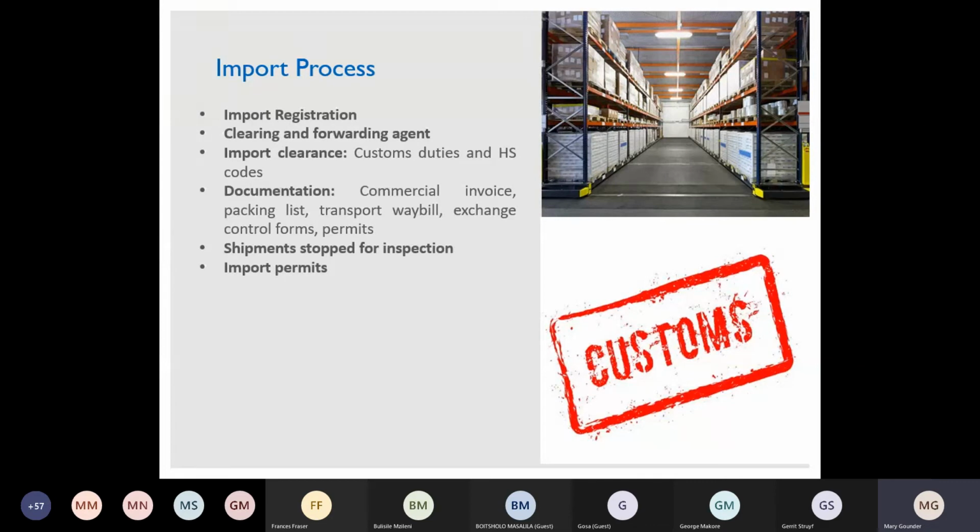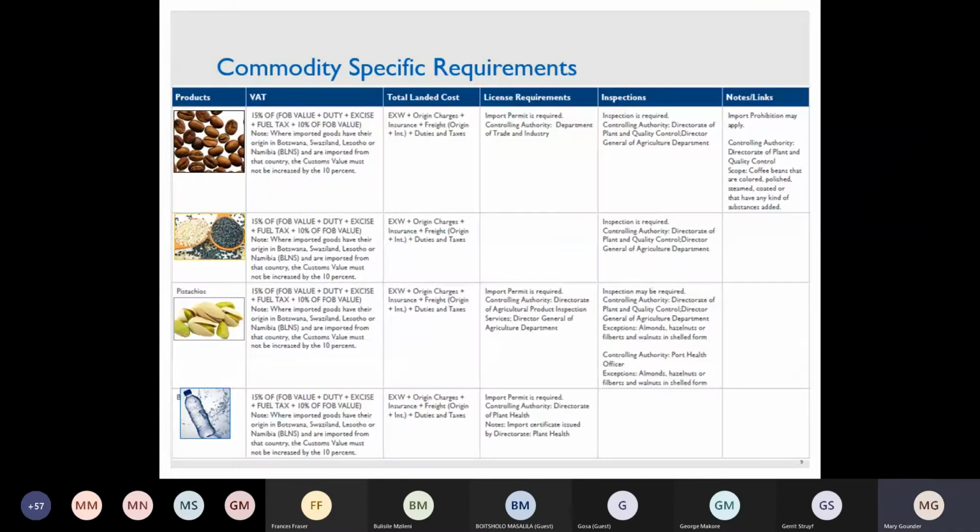Import permits, as I've said earlier, it's the importer's responsibility to get the import permit. So you sending cargo from Botswana cannot get an import permit in South Africa. If I'm ordering from you, I would need to contact the Department of Agriculture and apply for the import permit. This is a commodity specific requirement.